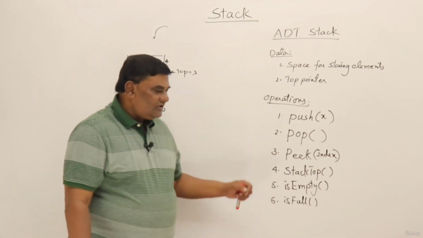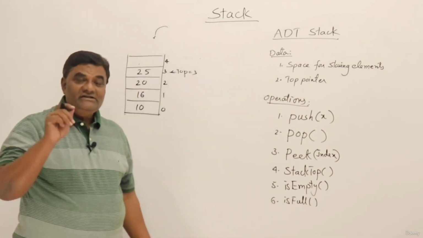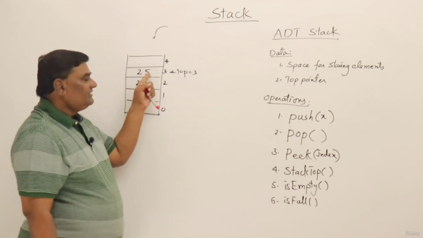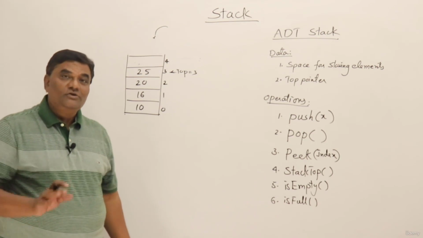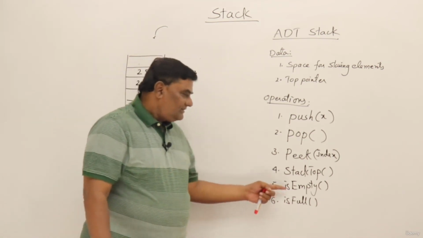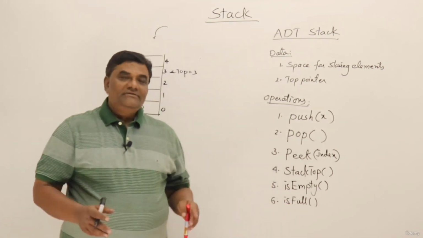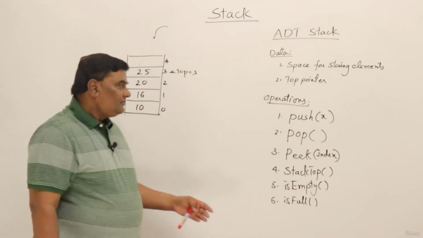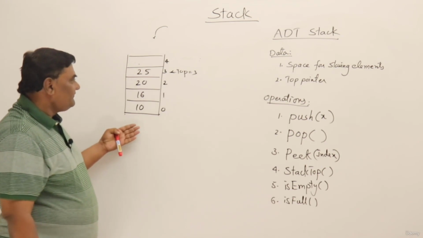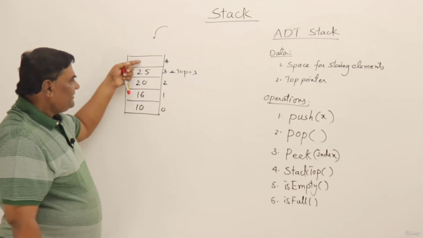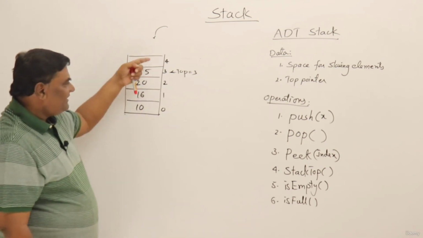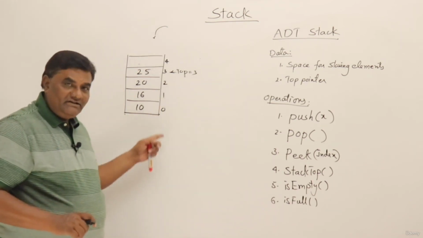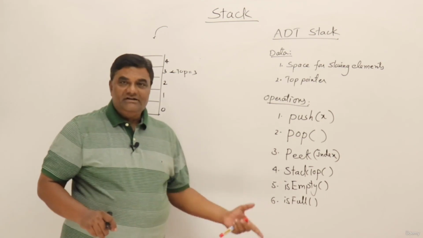Then next is stack top. This is not for deleting, just for knowing what is the topmost value in the stack. Right now the topmost value is 25. Then isEmpty and isFull, knowing whether the stack is empty or full. Right now the stack is neither empty nor full. One more place is there. If I fill this place, then the size of the stack is 5, so it will be full. Or if I delete all these values, then the stack will be empty.